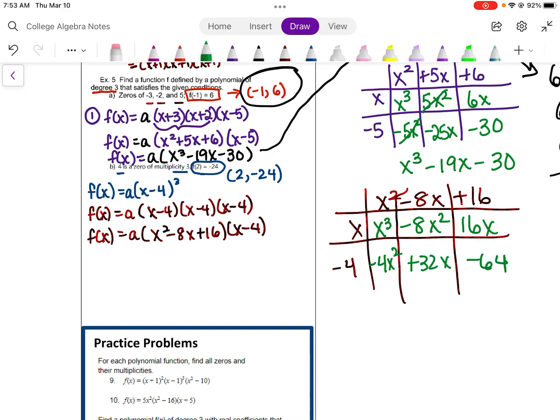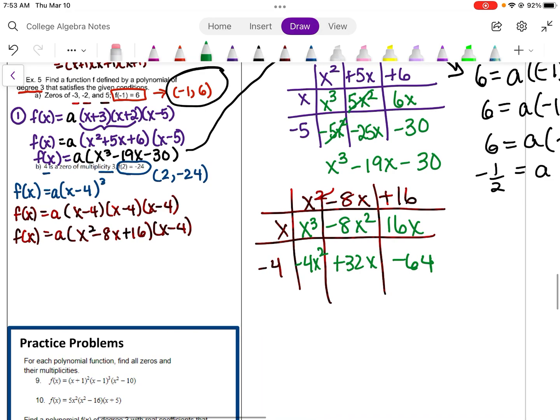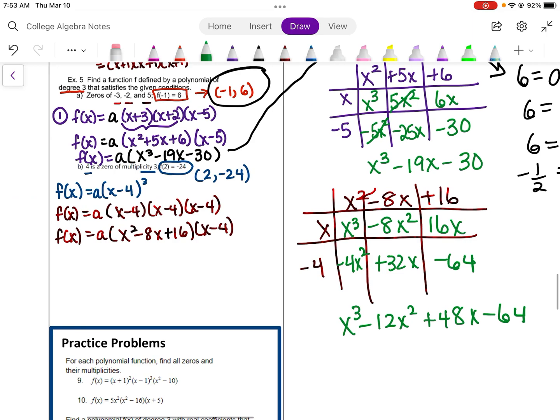Okay, let me double check. That looks good. All right, add up x to the third minus 12x squared plus 48x minus 64. All right, so we now have f of x equals a times x to the third minus 12x squared plus 48x minus 64. From here, we're going to plug in 6 and negative 1.